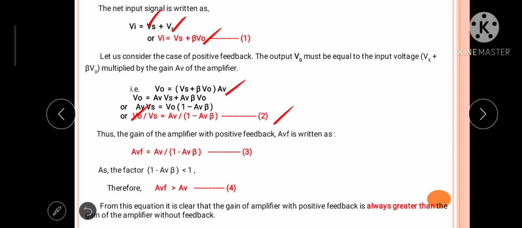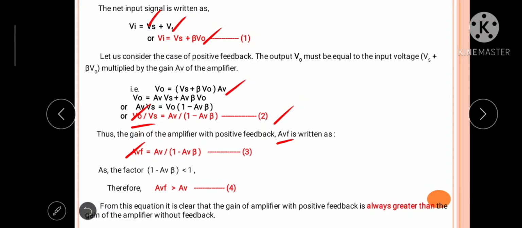In the above equation 2, Vo upon Vs is nothing but the net gain along with the feedback. And that's why this term Vo upon Vs is taken as the gain with positive feedback and indicated as AVF. So we can write AVF equals Av upon 1 minus Av into beta. Take this as equation 3.